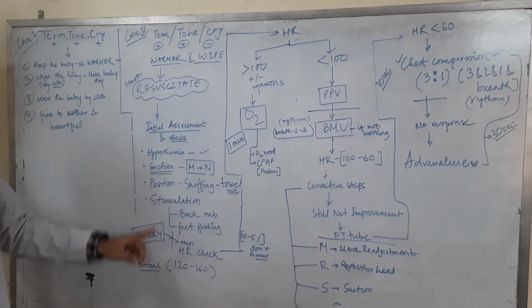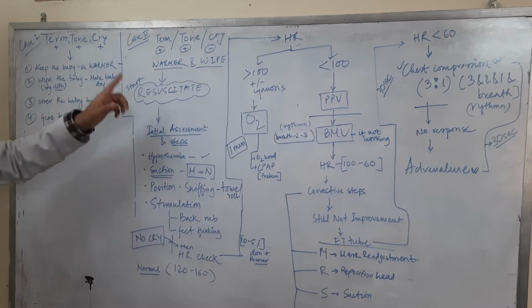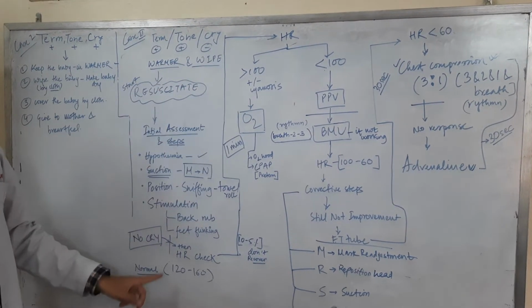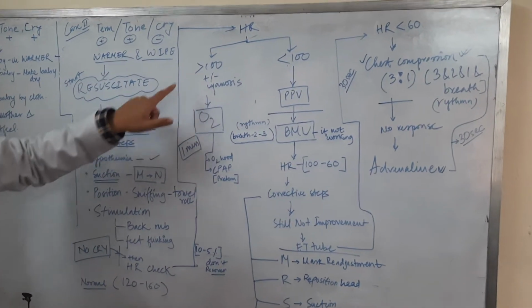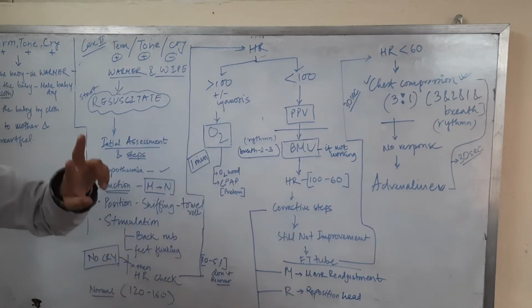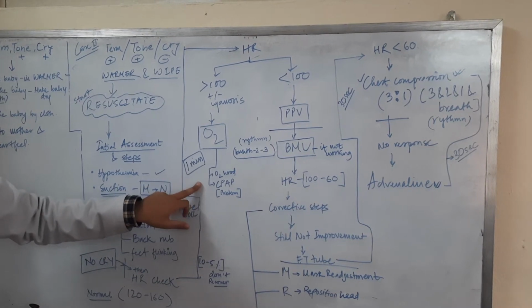Heart rate more than 100, baby is crying: you send the baby to routine newborn care. Heart rate more than 100 and the baby is not crying: we have to start with oxygen. Oxygen can be delivered through two methods, either through an oxygen hood or CPAP. CPAP is preferred in infants.